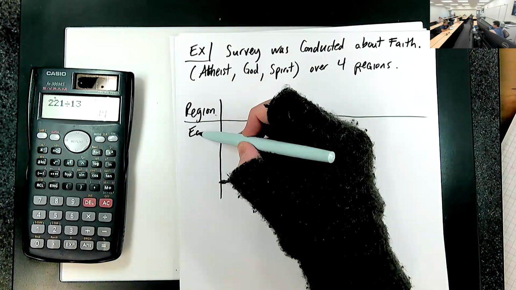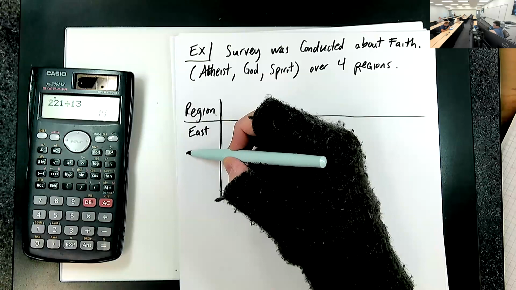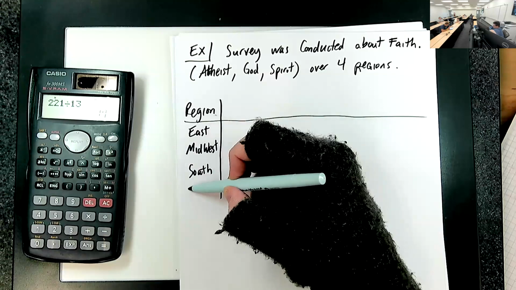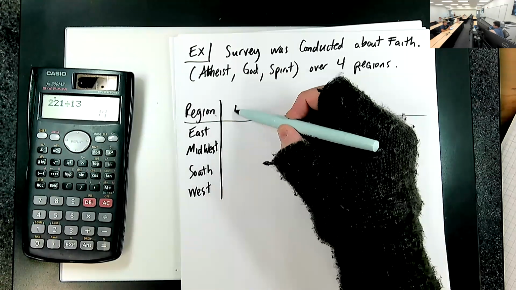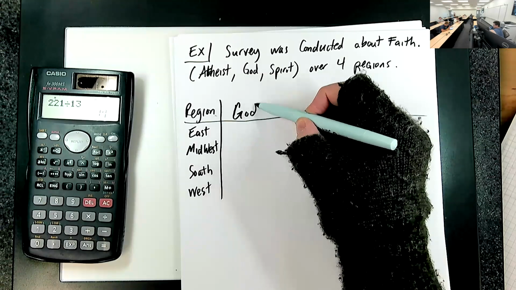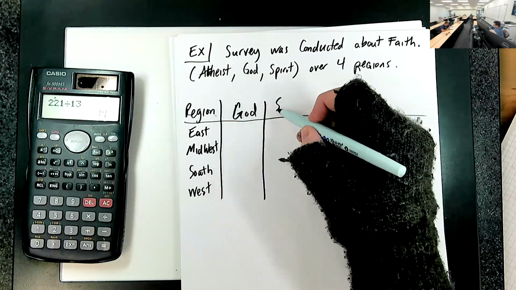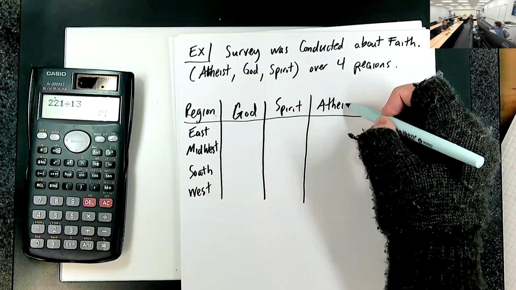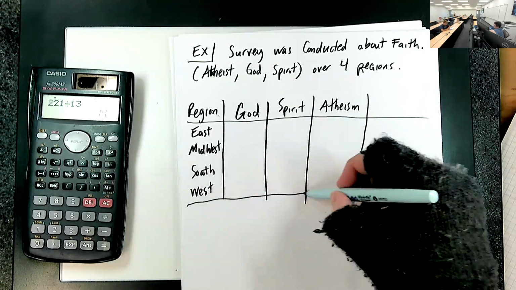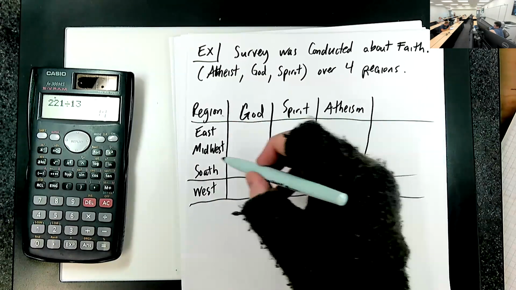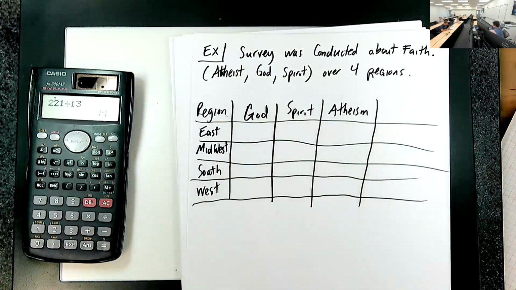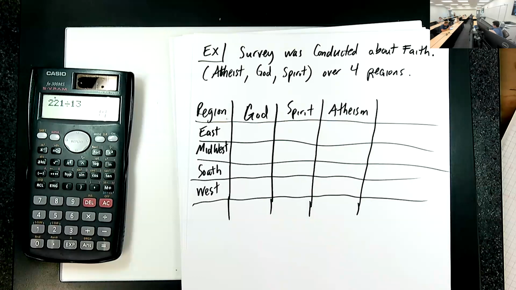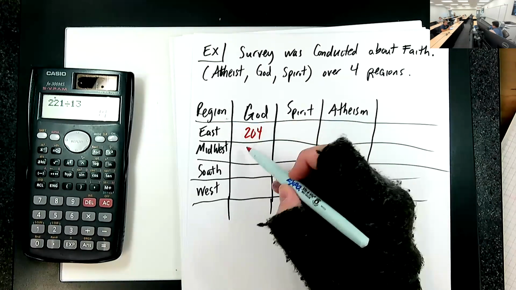We had East as a region. We have Midwest. We have South. And we have West. And let's see, we'll put God first. That should appease the religious people in the room, making him a priority. So this is the table of outcomes. And I'll just start writing in the people that did it, the numbers.